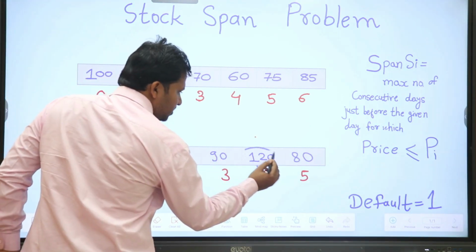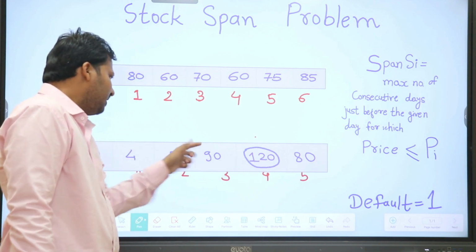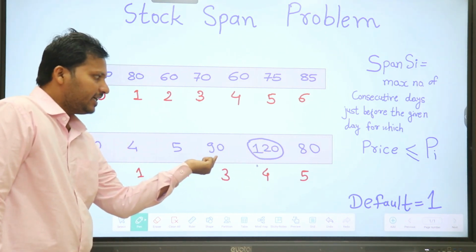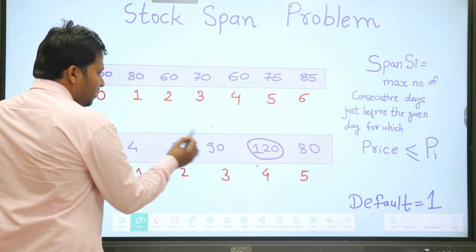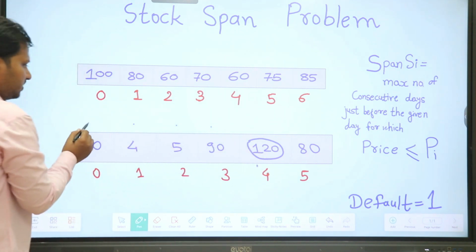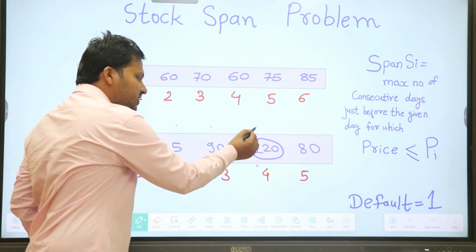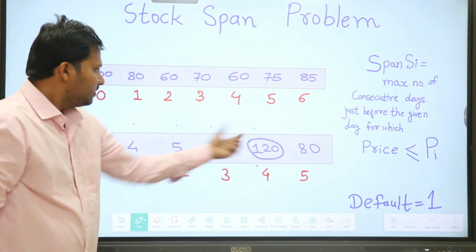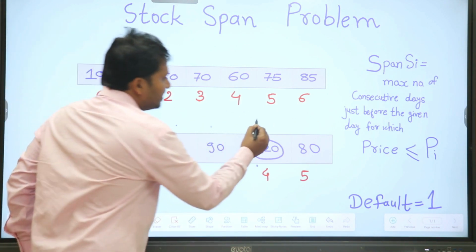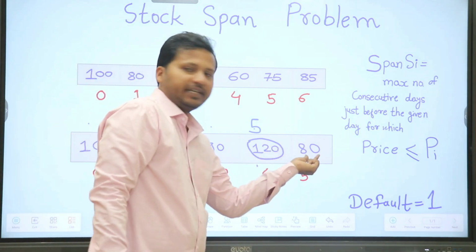This 4th day. Price of the stock, see, it is 120, right? Now, what are the elements less than 120 in this array? So, see, 90 is less than 120. Yes. So 1, 5 is less, 2, 4 is less than 120, 3, 10 is less than 120, 4. So, 1, 2, 3, 4. And the day itself is also considered as one day in the span. So these 4 days plus that current day itself, 1, 2, 3, 4, 5. So what is the span of the stock? Is 5. Right.